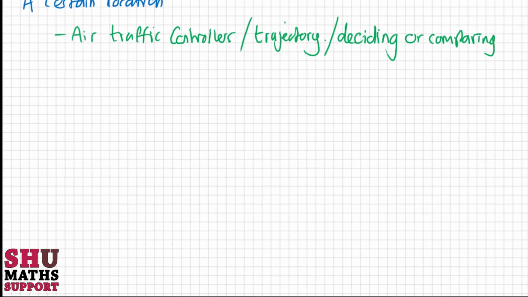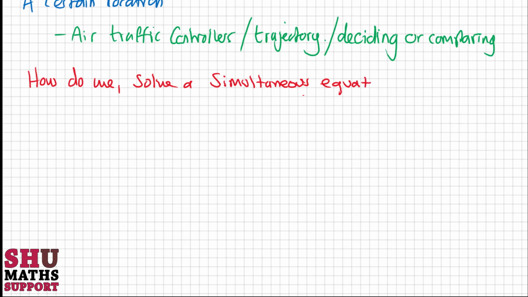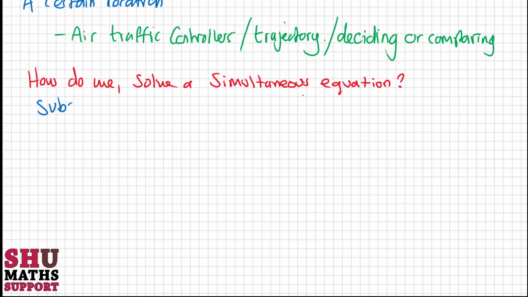So I guess the main thing we need to ask ourselves is, how do we solve a simultaneous equation? Well, we are actually spoilt for choice on the methods we could use to solve simultaneous equations, but the ones we're going to focus on are substitution and elimination.